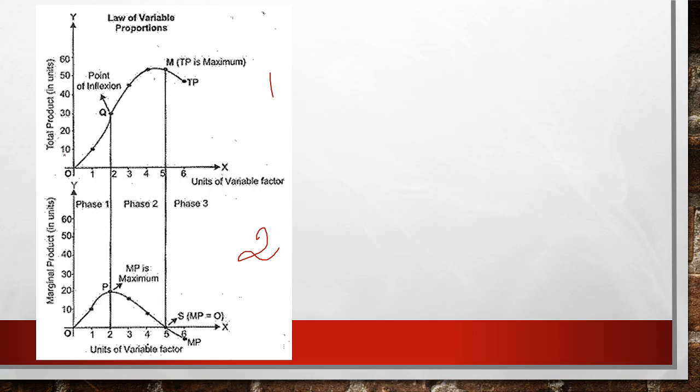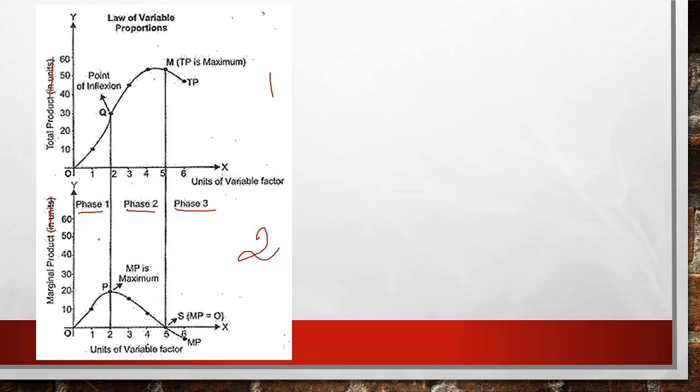See here, the x-axis measures units of variable factor and the y-axis measures total product. Don't write this in units, no need to write all this. In this panel also we measure units of variable factor on the x-axis and marginal product on the y-axis. This law is divided into three phases: first phase, second phase, third phase.